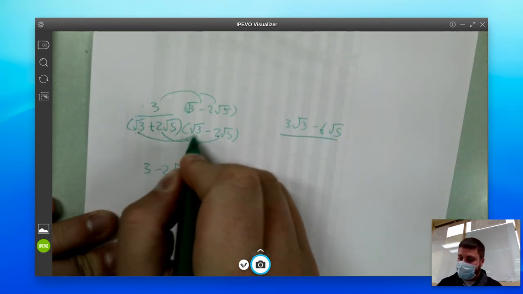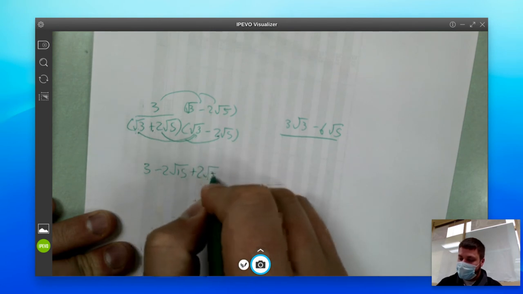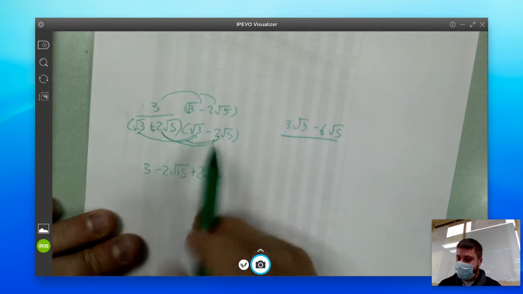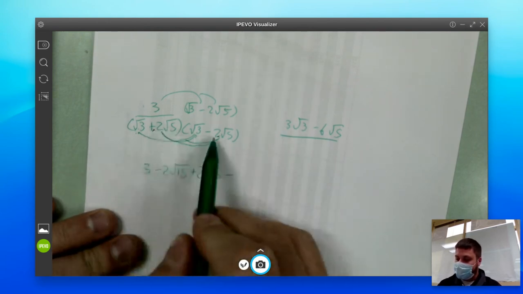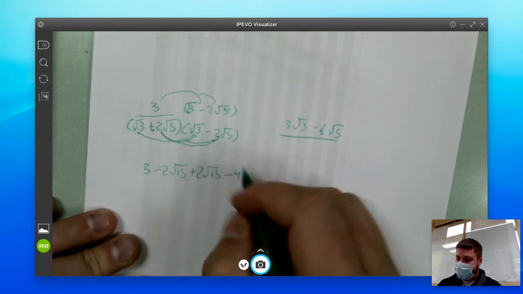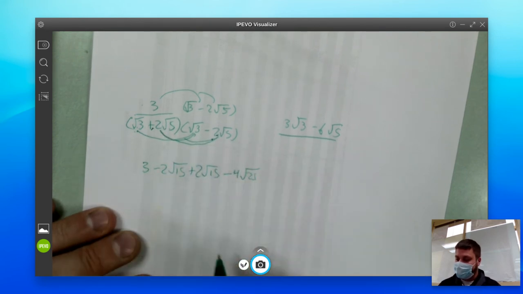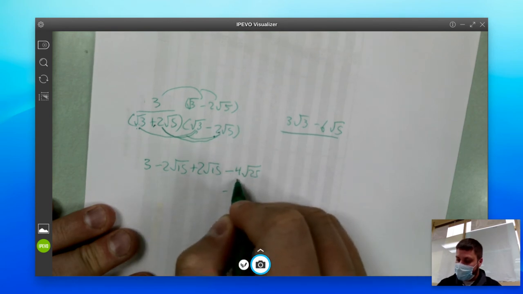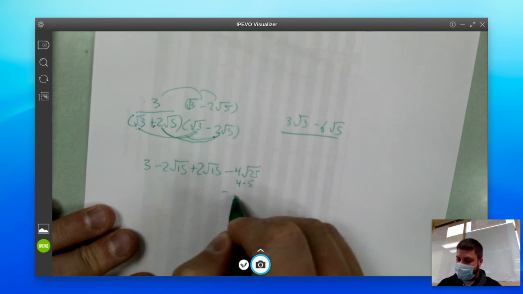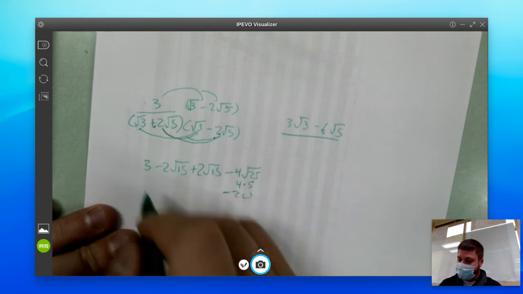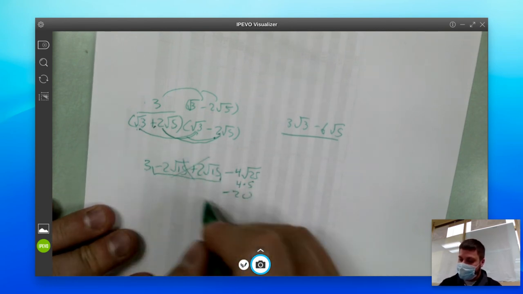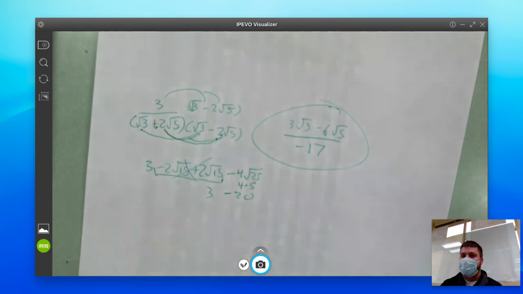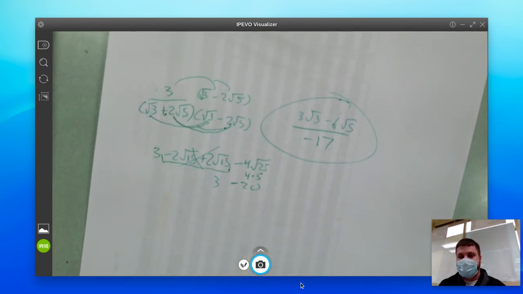2 radical 5 times 3 is positive 2 radical 15. And 2 radical 5 times negative 2 radical 5, a positive times a negative is a negative. Outside 2 times 2 is 4. Inside 5 times 5 is 25. Now, radical 25 is, of course, 5. So this is really 4 times 5, which is minus 20. So here these terms cancel like always. 3 minus 20 is negative 17. Okay, that's all the extra you'll need for today.